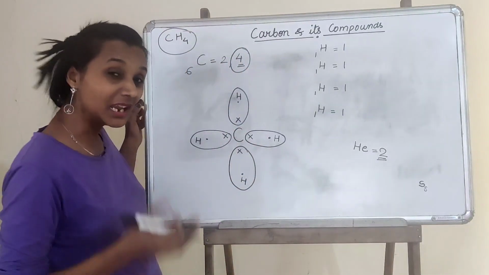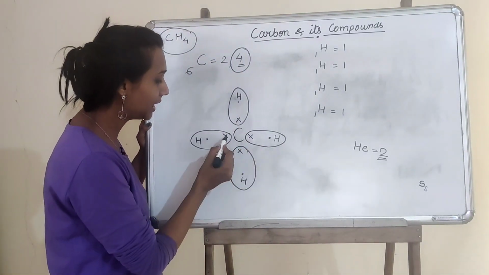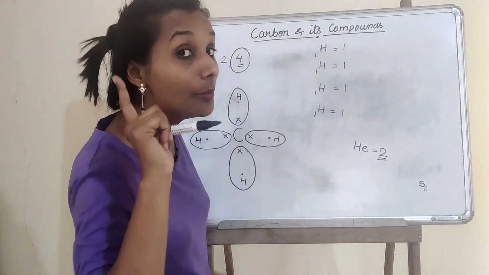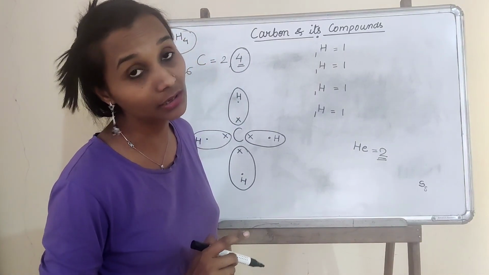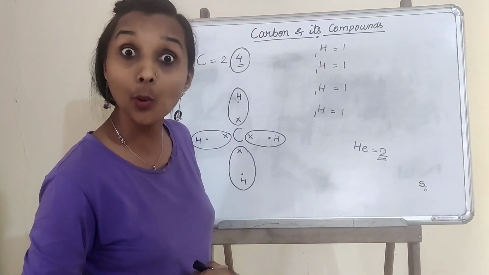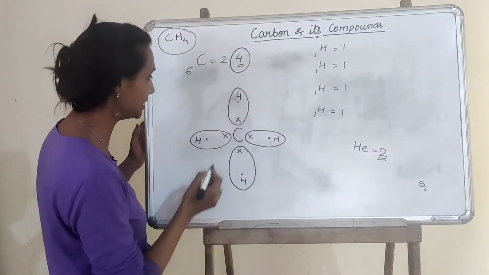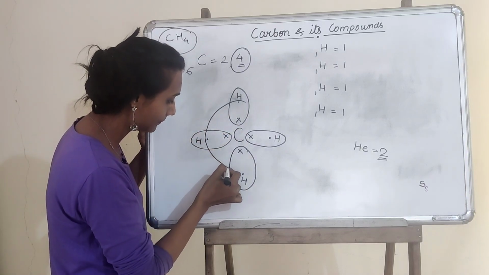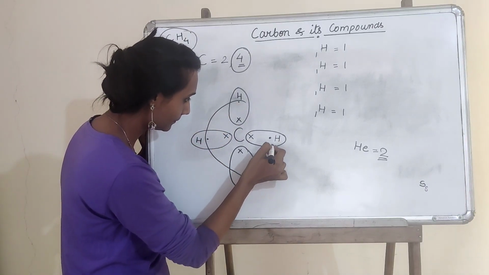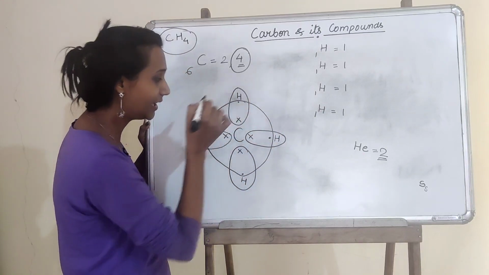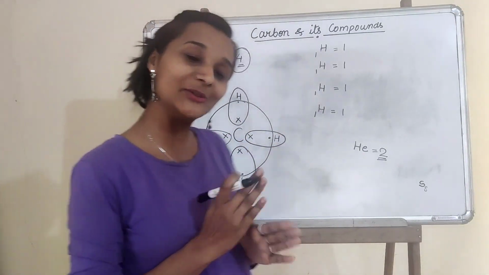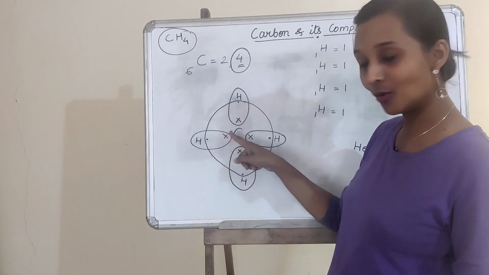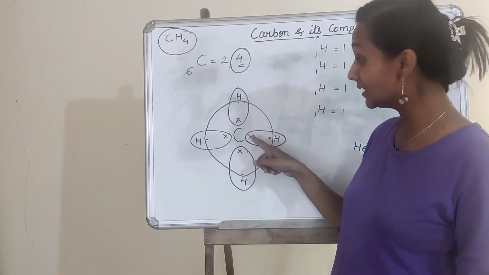Okay, so let us think about carbon. Carbon already had 4 electrons: 1, 2, 3, 4. How many electrons will it require to complete its octet? Correct. It requires 4 electrons. So see here, now the way I am drawing. Okay, now everyone count. See here. 1, 2, 3, 4, 5, 6, 7, 8.